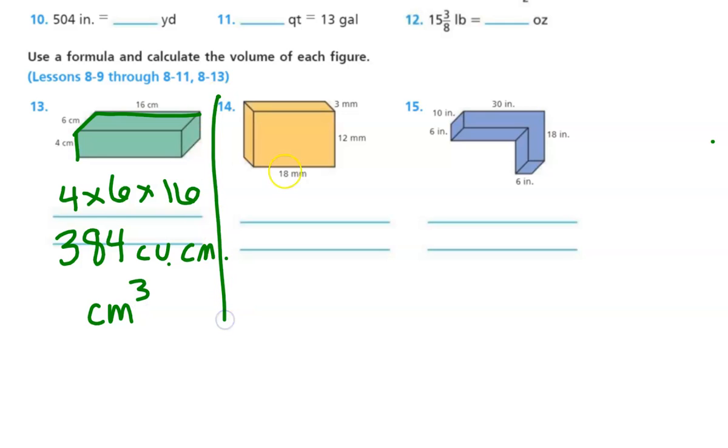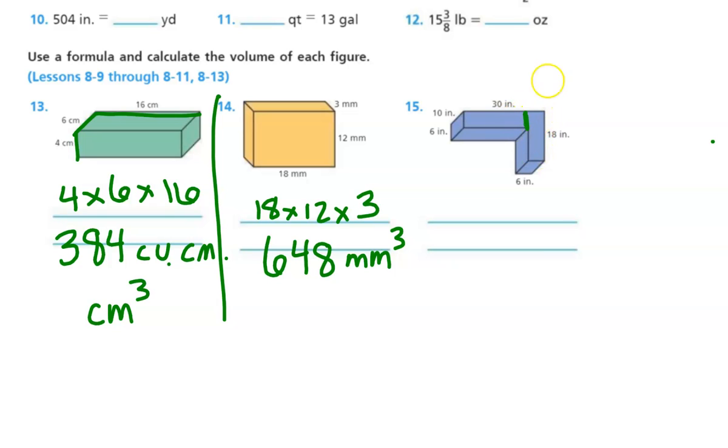For number 14, again, this would have been 18 times 12 times 3, and altogether you would have had an answer of 648 millimeters cubed. And now number 15, the trickiest part of this one is that you've got to chop this shape up into 2 parts. So I'm going to chop mine like this. It's okay if you did it the other way.